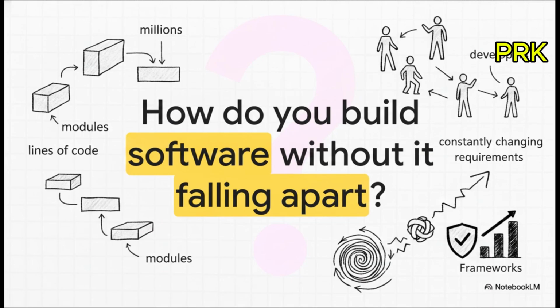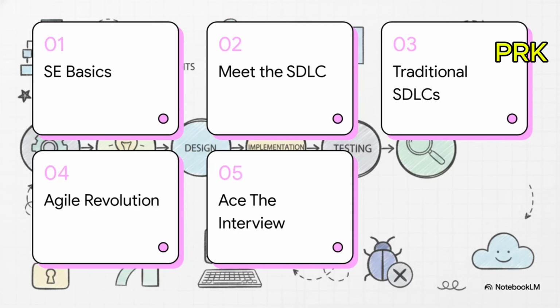Because it all really starts with this one massive fundamental question. How on earth do you build software without the whole thing just completely falling apart? Think about it. Millions of lines of code, dozens of developers, requirements that are constantly changing. Honestly, it's a recipe for total chaos. So we are going to look at the exact frameworks the industry uses to guarantee that what actually gets built actually works. Okay, let's dive into this.